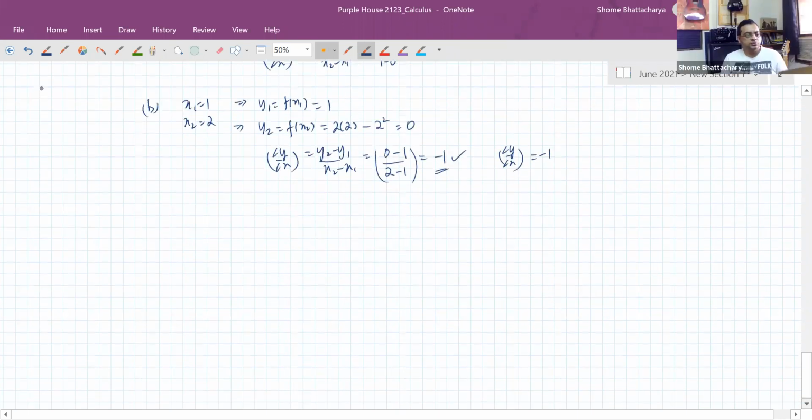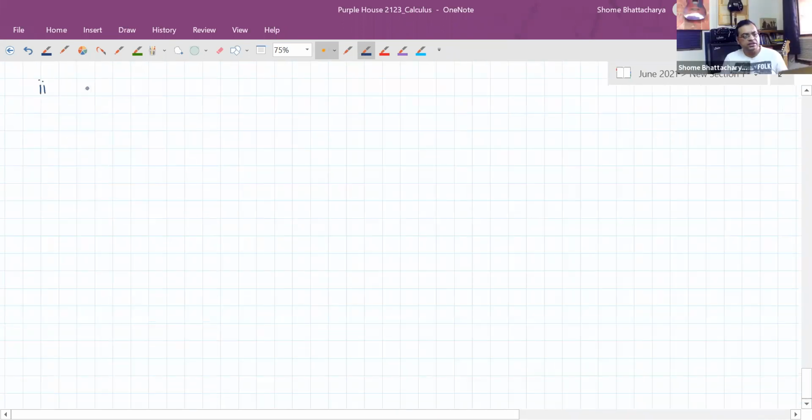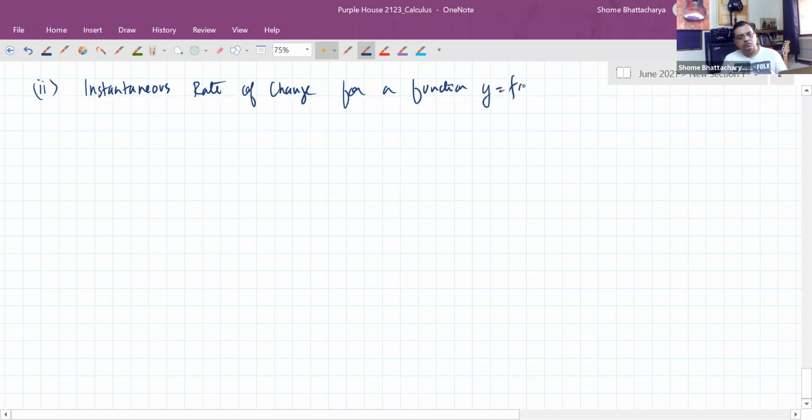Okay, now next, let's come to the more important concept of instantaneous rate of change. For a function y is equal to f of x, now we will see a more technical definition than we have seen earlier for instantaneous speed.